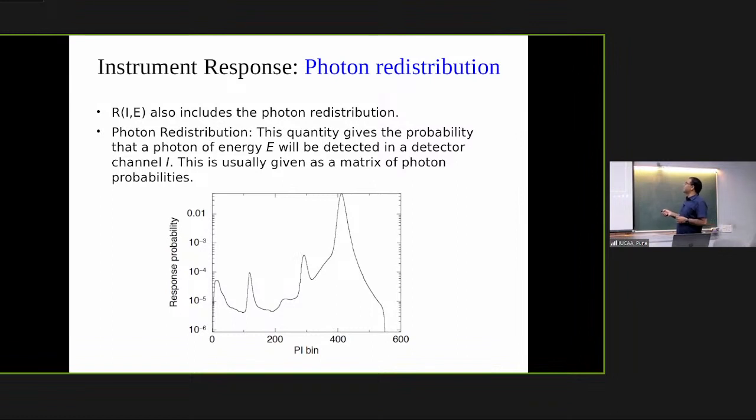So this is the redistribution matrix. Essentially, it is how the instrument is distributing photons of some energy over different channels. That is what the redistribution matrix decides. It is also the probability that a photon of energy E will be detected in a channel R. So if you integrate over all the channels, the probability should be 1, because the photon has to fall somewhere in some channel.